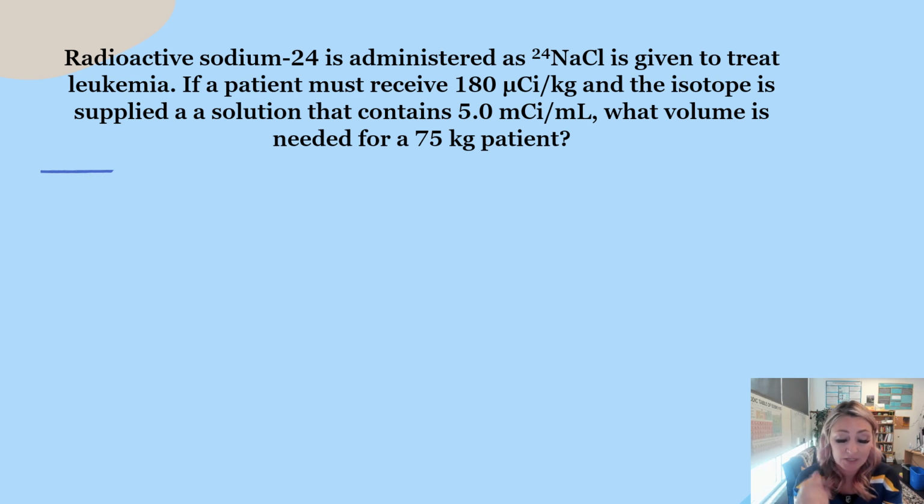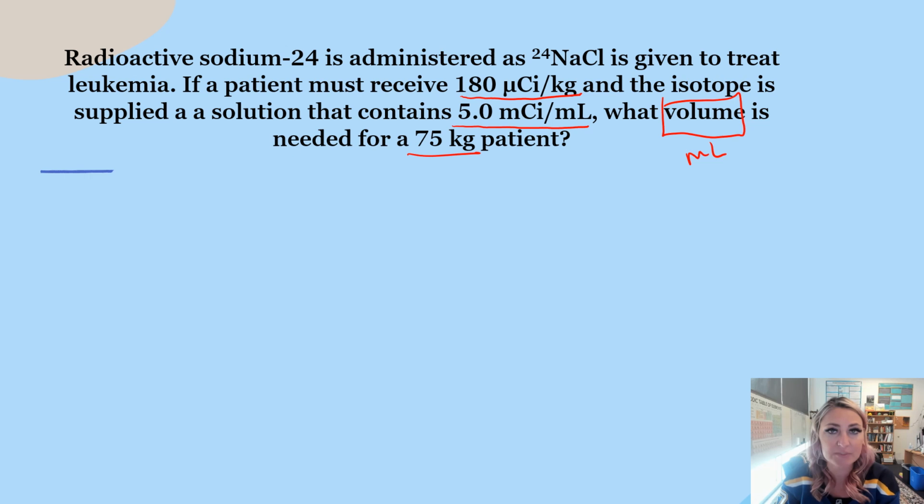Radioactive sodium-24 is administered as sodium chloride, and it's given to treat leukemia. If a patient must receive 180 microcurie per kilogram, and the isotope is supplied in a solution that contains 5 millicurie per milliliter, what volume, I'm just going to use milliliters because that's the only volume that's been used, it's one less conversion, is needed for a 75 kilogram patient?